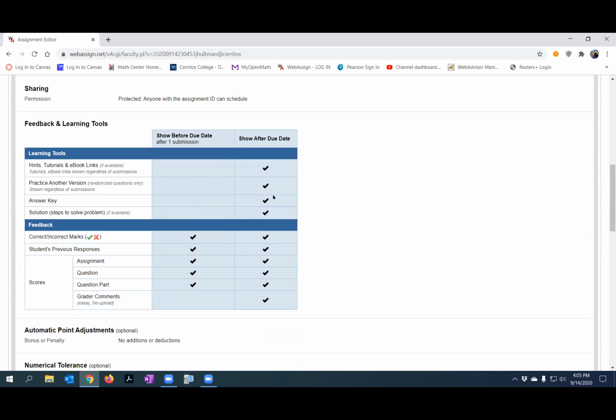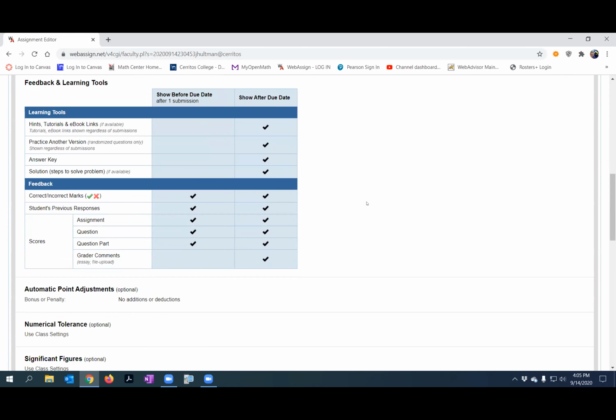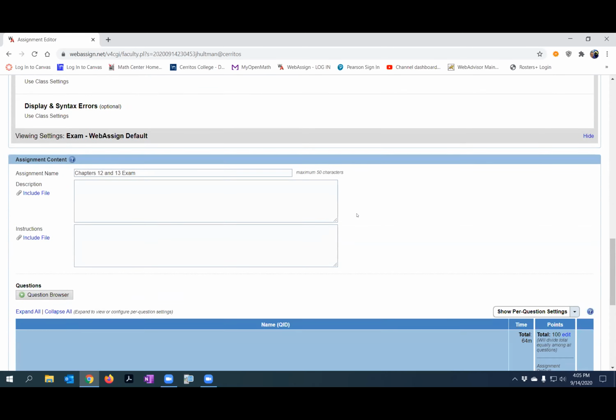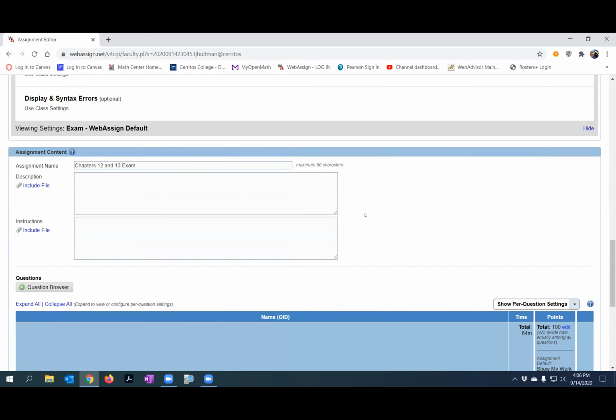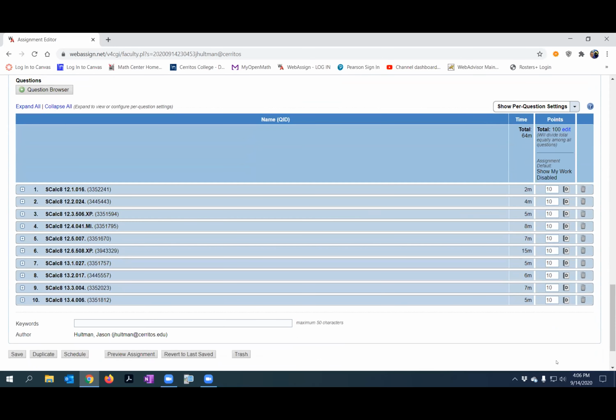Answer key, no. The only time you're going to get the answer is after the due date. The solution, the steps to solve the problem, that's also after the due date. Hints, tutorials, after due date. But yes, you'll know whether or not you got it right or wrong after the first submission. So hopefully that helps. You might think, oh, I must have inputted the wrong syntax, therefore I'm going to try one more time.